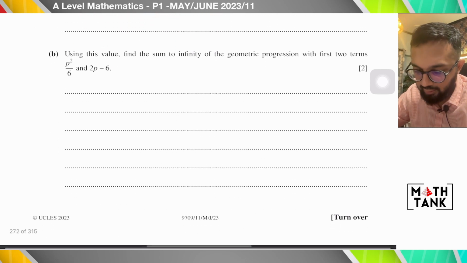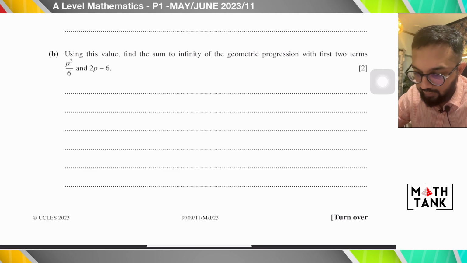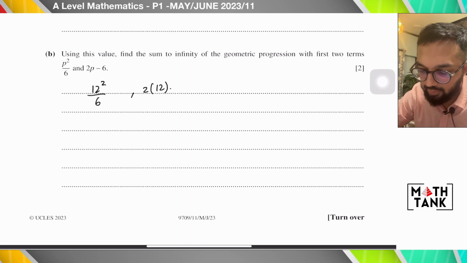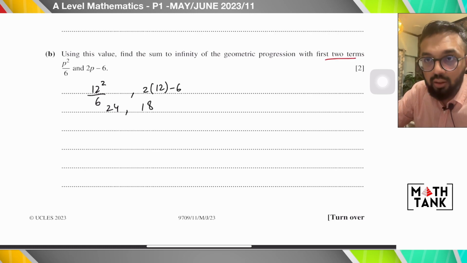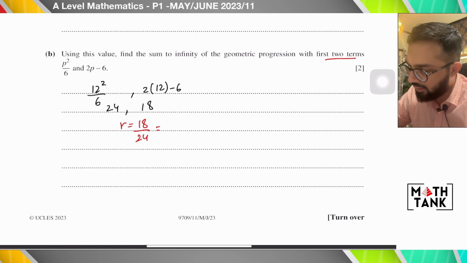Okay. Using this value, find the sum to infinity of the geometric progression with the first two terms. So I'm going to use my value for p and figure out what the terms are. I'm talking about the terms 24 and 18. Now, these are the first two terms of a geometric progression. So it must have an r, term 2 divided by term 1, which is 3 over 4.